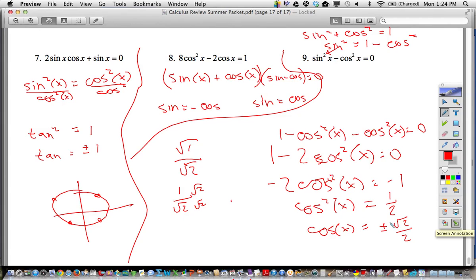So where does cosine equal plus or minus root 2 over 2? Well, sure enough, it's those 4 places. Pi fourths, 3 pi fourths, 5 pi fourths, and so on. Okay, so 3 different ways that we could have got it. But that's a tough one, a little tougher. You got some algebra there, you got a little substitution, things like that.